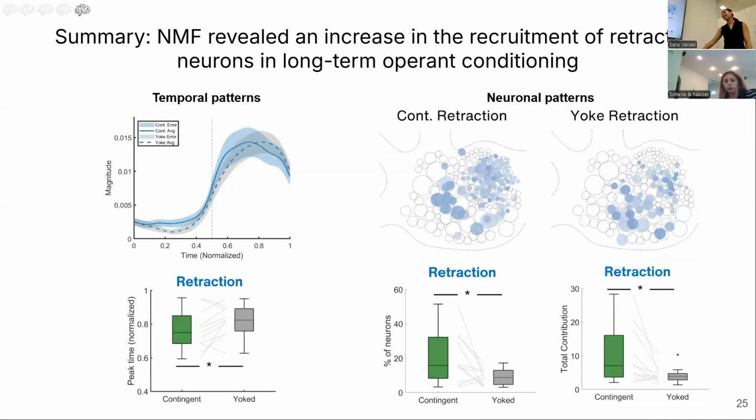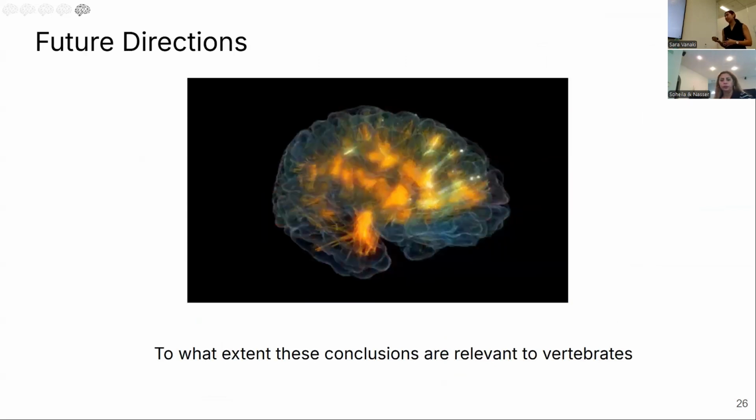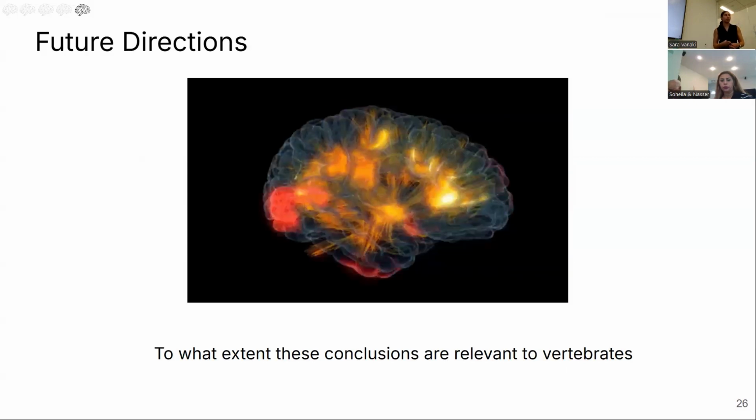All right, so in conclusion, what we've seen from this study is that NMF revealed an increase in the recruitment of retraction neurons in long-term operant conditioning. We saw that from short-term to long-term, we had similar temporal signatures. However, we had different neuronal patterns and an increase in the retraction contingent percentage, but also in the total amount of the neuron values. So we've seen this neuroplasticity in action with our study, and the future direction of this work would be to see to what extent these conclusions are relevant to vertebrates, like in zebrafish, with other fictive motor patterns that can be looked at.